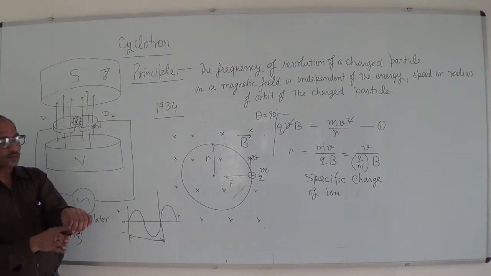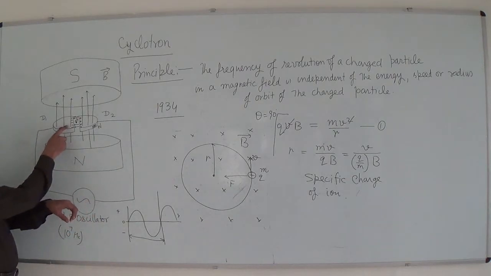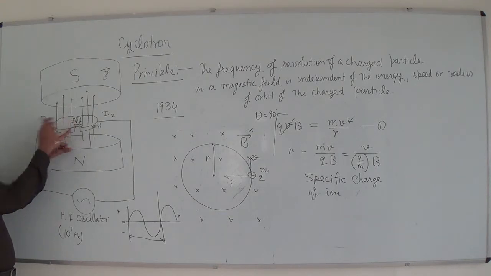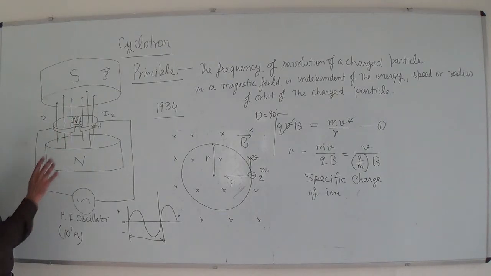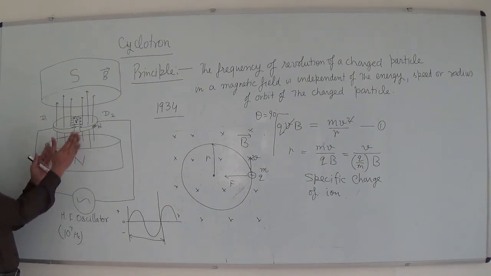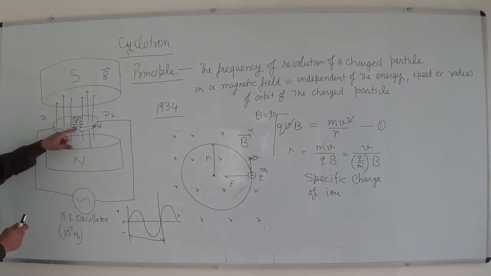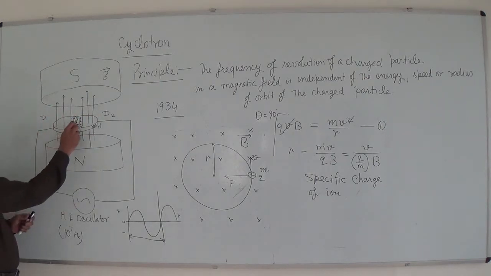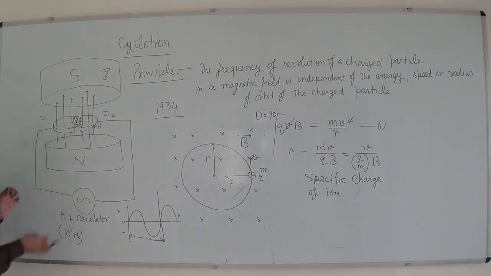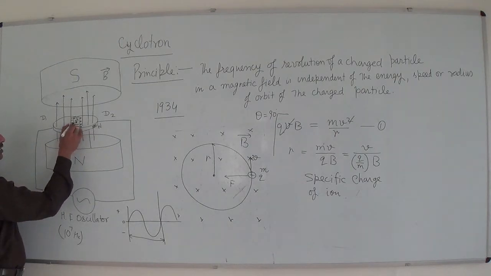When this D1 is at higher negative potential, it will attract this ion. In proper scientific language, this will be at positive potential and this will be at negative. So the electric field between the two D's will be towards D1. The ion is kept at the center, so an electric force will apply on the ion, and as a result this ion enters into this D.